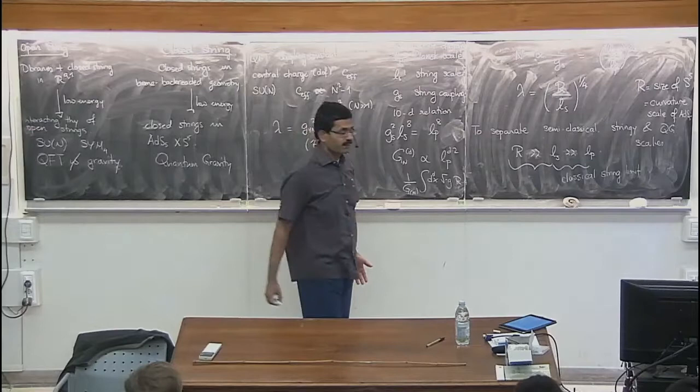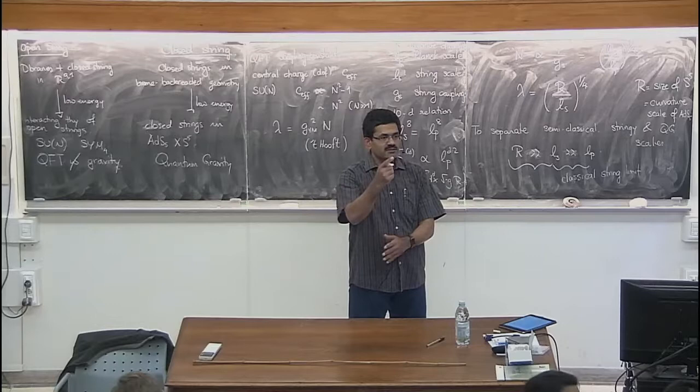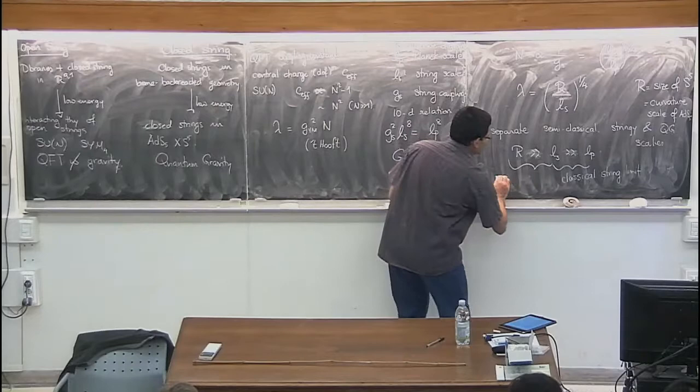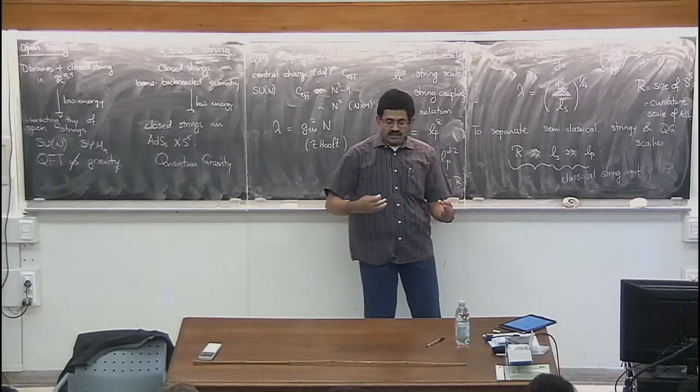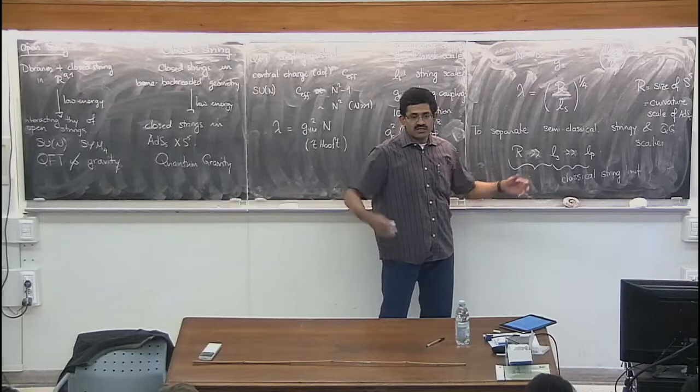Okay? Closed strings, as you've already been told today, have gravitons. Tomorrow you will know that closed strings have gravitons, so then you will understand the statement that classical closed string theory has as a subset classical gravitational physics. But that classical gravitational physics is contaminated by all the stringy corrections. You can switch off those stringy corrections if you look at string theory on length scales which are much, much bigger than the string scale.